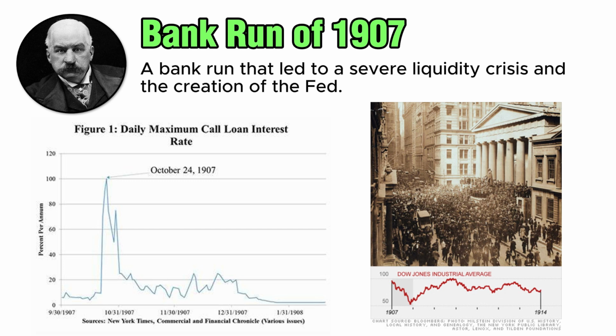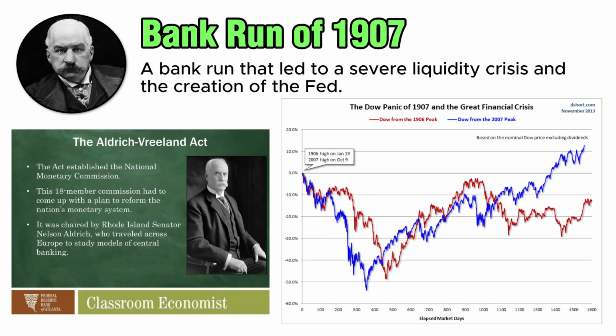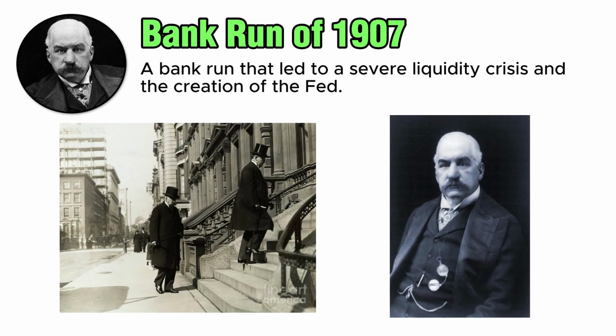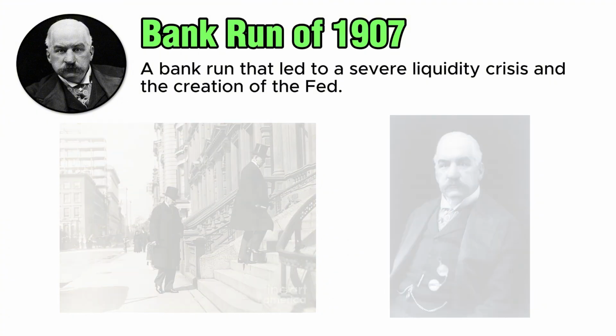Without a central bank to fall back on, leading financiers, most notably J.P. Morgan, stepped in and put their own money on the line to bail out the surviving Wall Street banks and other financial institutions. This event became the impetus for the establishment of the Aldrich Commission and the Fed.